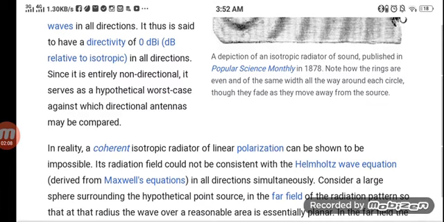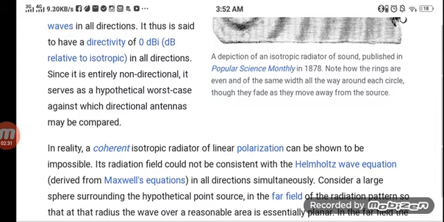In reality, a coherent isotropic radiator of linear polarization can be shown to be impossible. Its radiation field could not be consistent with the Helmholtz wave equation derived from Maxwell's equations in all directions simultaneously.